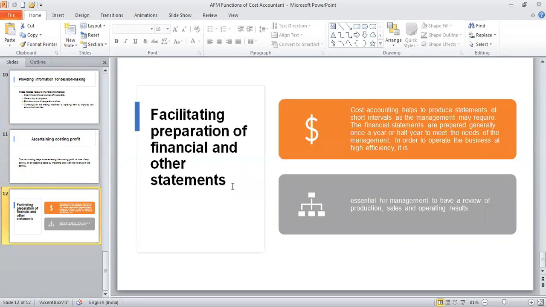And the final objective of cost accounting is facilitating preparation of financial and other statements. This cost accounting helps to produce statements at short intervals as the management may require, as and when they require. The cost accountant has to prepare the report and submit it. The financial statements are generally prepared once a year or half yearly to meet the needs of the management. In order to operate the business at high efficiency, it is essential for the management to have a review of the production or sales and operating results.